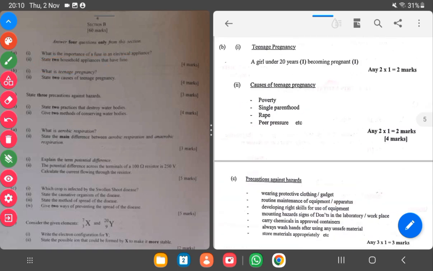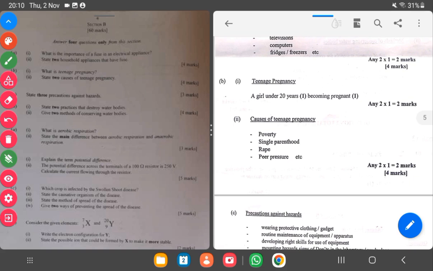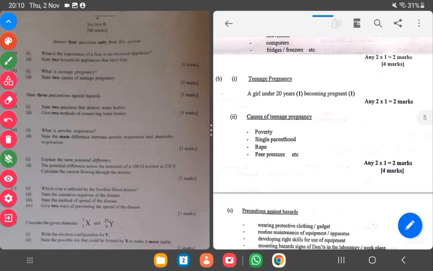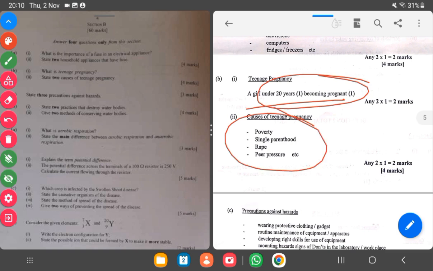What's teenage pregnancy? Okay, so it says a girl under 20 years becoming pregnant. As simple as that. So anyhow you paraphrase it, once you have the idea and you are communicating this idea, you are going to get your 2 marks. State two causes of teenage pregnancy. So you have them here.